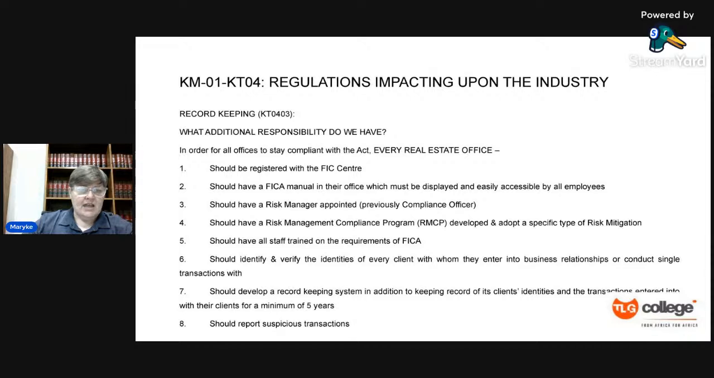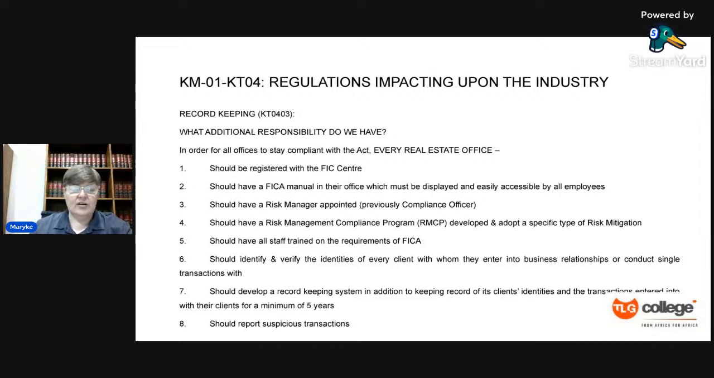Right, so there are additional responsibilities that we have in order to act as an accountable institution, meaning that we are acting as property practitioners, we are working as estate agents. We should be registered with the FIC Centre, right? So your office or your business should be registered with the FIC Centre. You should have a FICA manual in your office, which must be displayed and easily accessible by all the employees in that office. You should have a risk manager appointed.